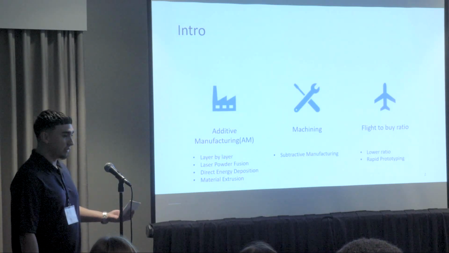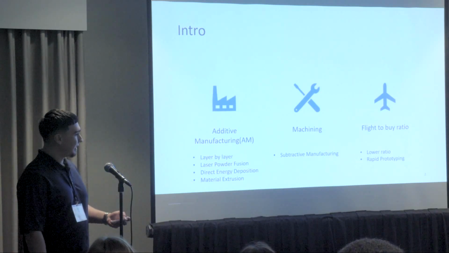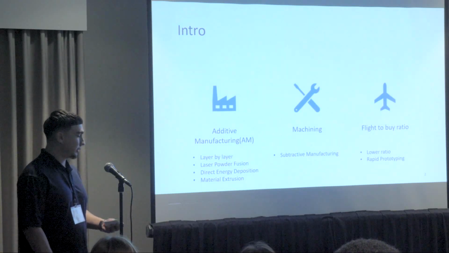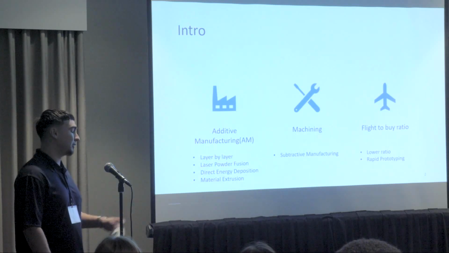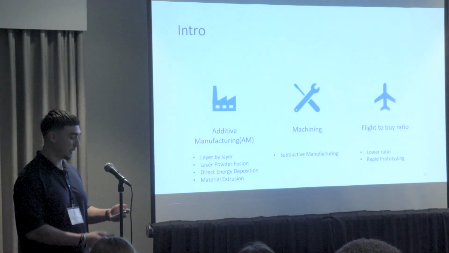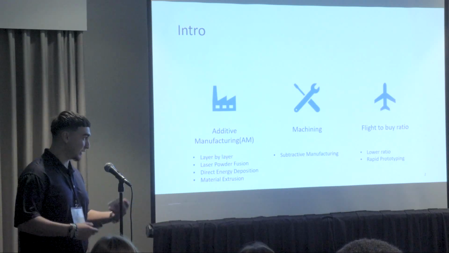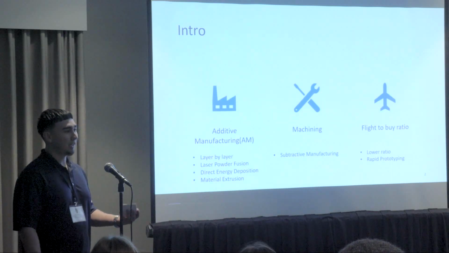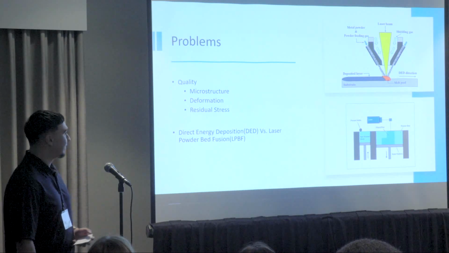With additive manufacturing, you have rapid prototyping and it's more material efficient. This is important to aerospace companies like NASA to create a lower fly-to-buy ratio so we can spend less money to get more missions up to space. It's also important for other companies to save money. But the thing with additive manufacturing is that these parts don't have the same quality as regular machined parts. That's the problem we're going to be talking about.